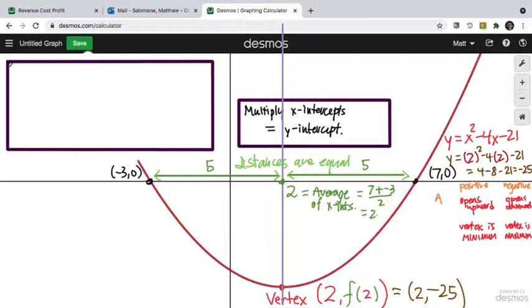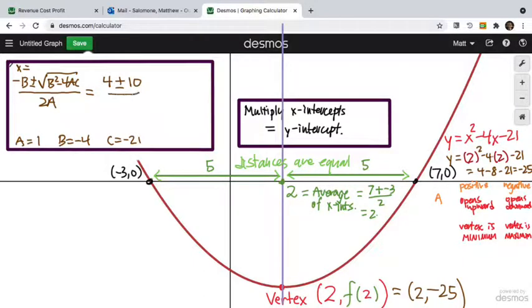When we did the quadratic formula before, x equals minus b plus or minus the square root of b squared minus 4ac all over 2a. We did a bunch of work for this quadratic. A was 1, b was -4, c was -21. And so we ended up with this 4 plus or minus 10 all divided by 2, right? All the algebra that we did a few minutes ago.